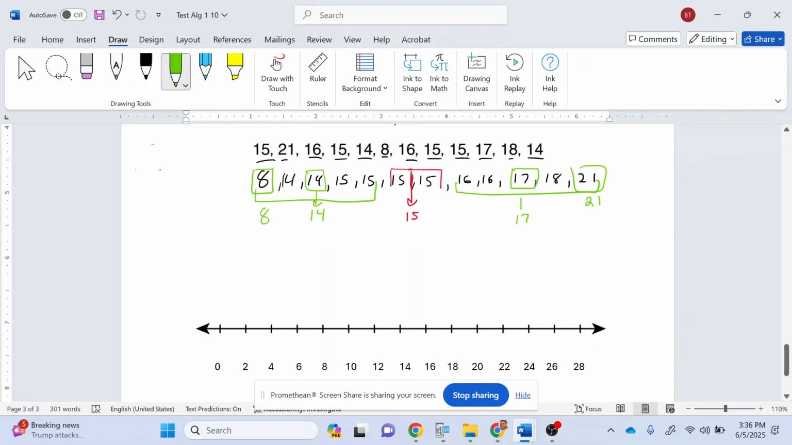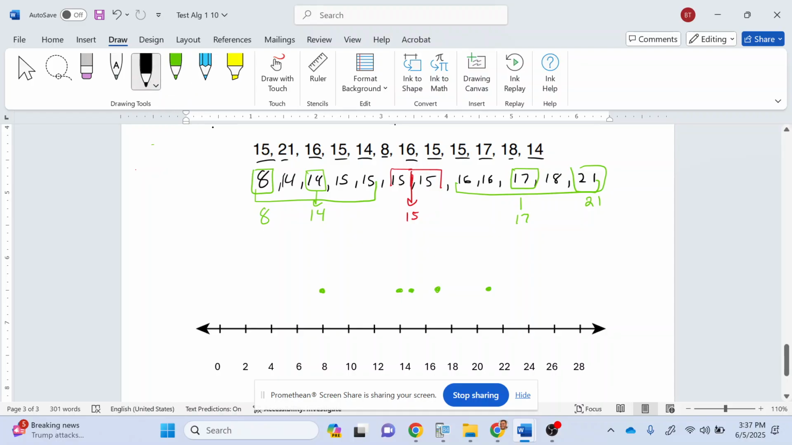Since I know the 5 numbers that matter, I'm going to put the dots for the 5 numbers that matter. There's going to be a dot at 8. There's going to be a dot at 14. There's going to be a dot at 15. There's going to be a dot at 17. 8 is the smallest number, and that's one of the 5 numbers. And there's a dot at 21. Usually I put it above the line. You could put it on the line if you really want.